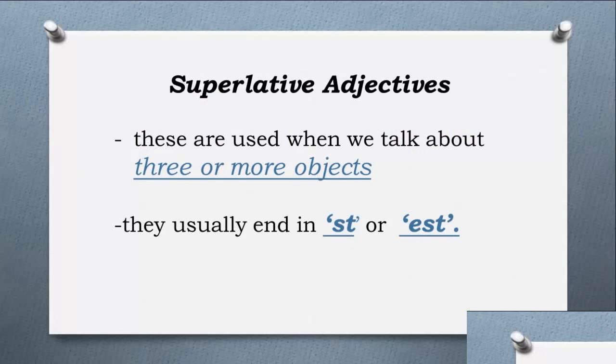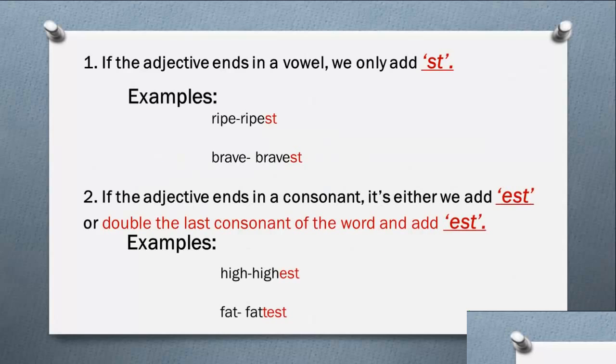Next are superlative adjectives. These are used when we talk about 3 or more objects. They usually end in ST or EST. In making superlative adjectives, we also have 4 rules. They're much the same with the rules concerning comparative adjectives. Number 1, if the adjective ends in a vowel, we only add ST. Examples: ripe, ripest; brave, bravest.